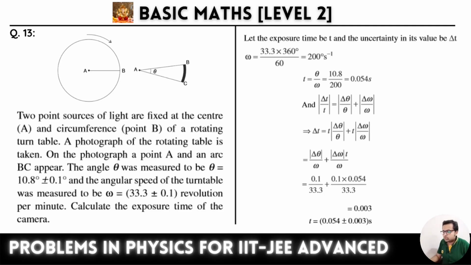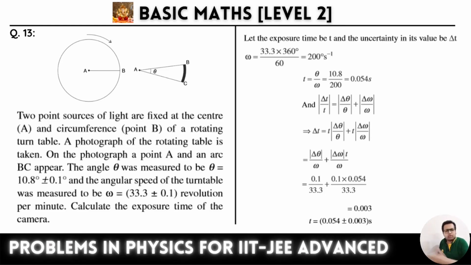So now what we can do, t upon delta theta we can write 1 upon omega. So it will become delta theta upon omega, plus similarly t upon omega. So t upon omega we will keep it as it is. So it is delta omega t upon.